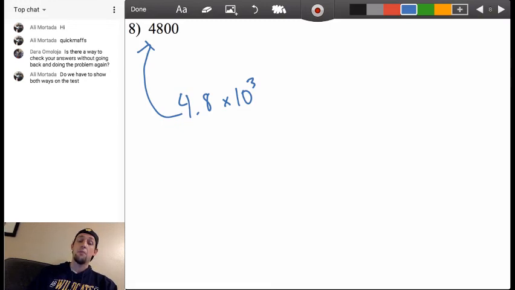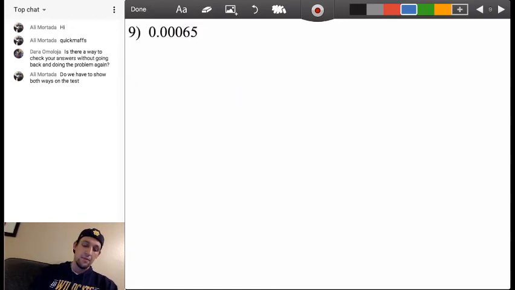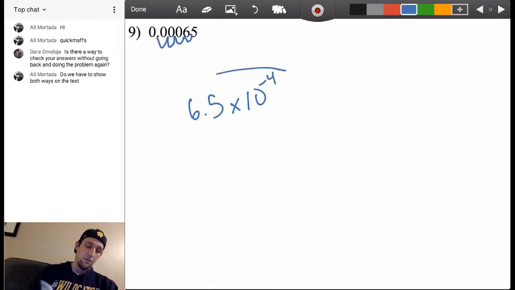I'm multiplying by 10 3 times. I'm not dividing by 10 3 times. I'm multiplying by 10 3 times. Literally exact opposite for this one. I would make this number 6.5. And I would have to divide by 10 1, 2, 3, 4 times. So it's a negative 4 because I'm dividing by 10 4 times to get back to that original number.